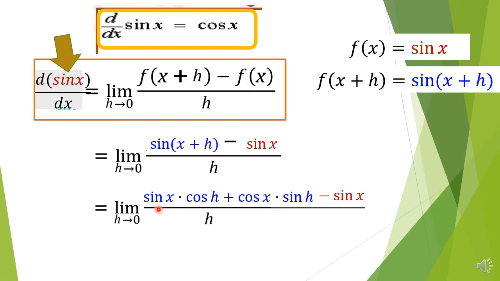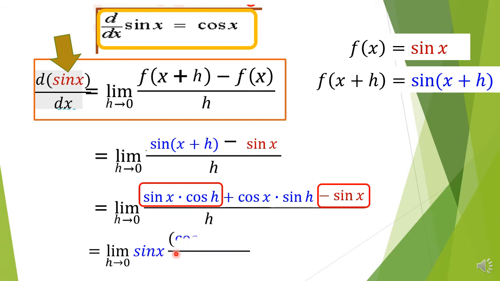Ayan. So notice that we can actually group our first term and the last term. Okay? Yan. So we can actually pair this with this one. And at the same time, separate this into fractions. Ayan, so we have sine x, pinactor out na natin. Then we have cosine h minus 1, considering the first and the last term. Ayan, so we have over h. Okay. Plus the other one, syempre we have a limit for this fraction as well. So that will become limit as h approaches 0 of cosine x sine h over h.